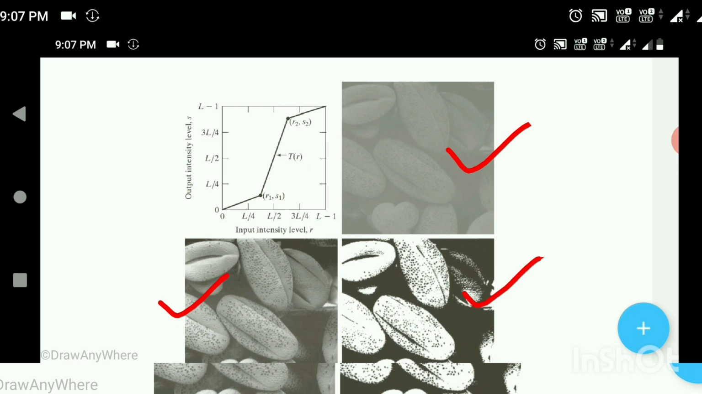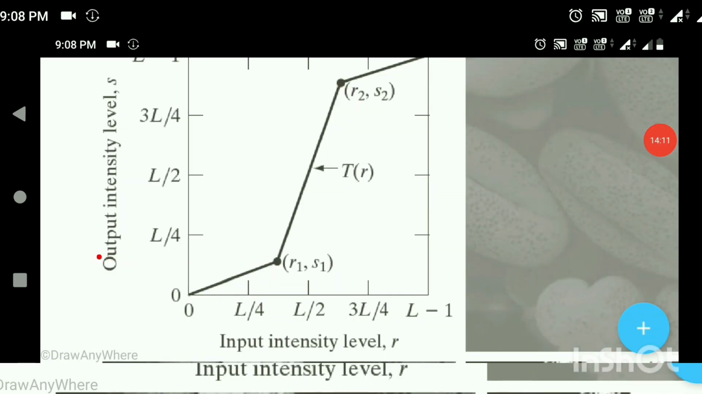Now let us take the points R and S. Let us take R1 and S1, some intensity values, and R2 and S2, also some intensity values. If R1 is equal to S1 and R2 is equal to S2, then the transformation is linear, and it produces no changes in the intensity levels. Whatever the intensities are, they remain as they are.